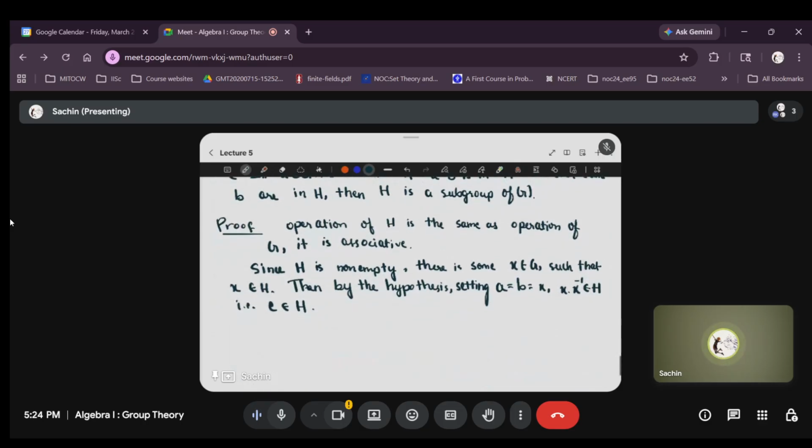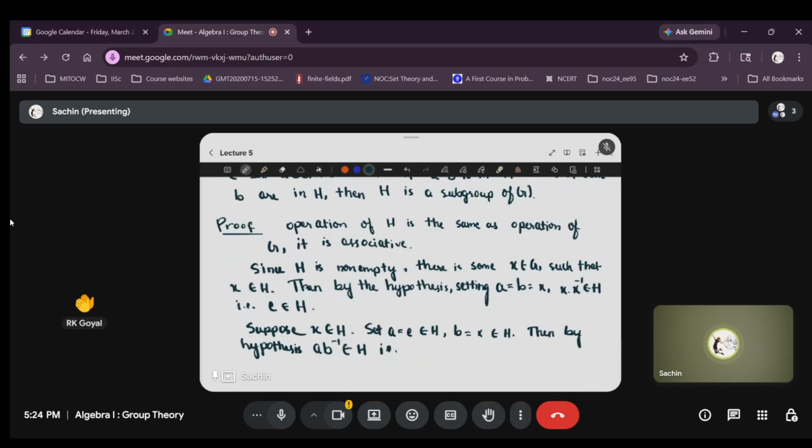So similar to how you did for the identity, suppose X is an element of H. Set A equal to the identity, since we already showed that E is in H. This belongs to H, and B is equal to X. This is in H. Then by the hypothesis, AB inverse belongs to H. That is, E times X inverse belongs to H, which implies X inverse belongs to H.